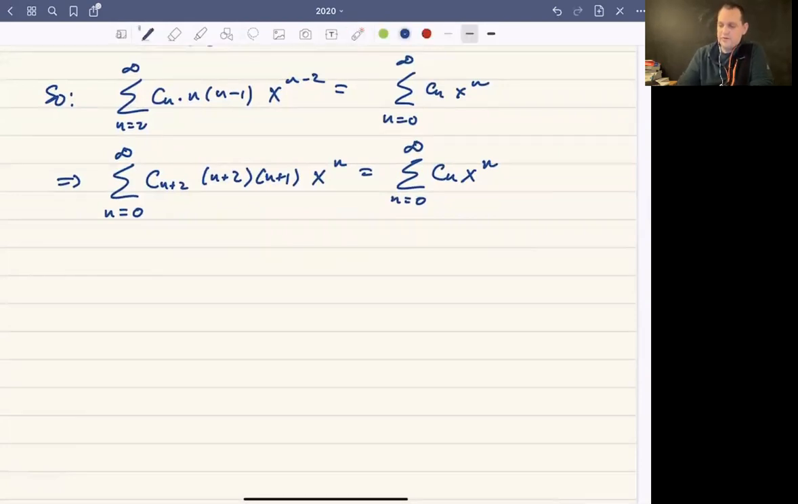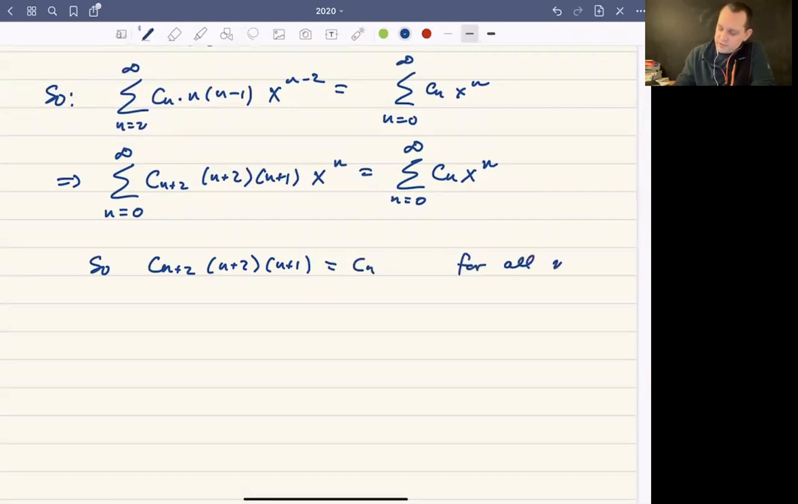And so now all we have to do is use the fact that if we have two power series representations and they're equal, then the corresponding sequences are equal. And therefore, we get that c sub n plus 2 times n plus 2 times n plus 1 is equal to c sub n. And this is true for all values n greater than or equal to 0. We use 0 because that's the starting index for the sum. And so this tells us that c sub n plus 2 is equal to c sub n over n plus 2 times n plus 1.